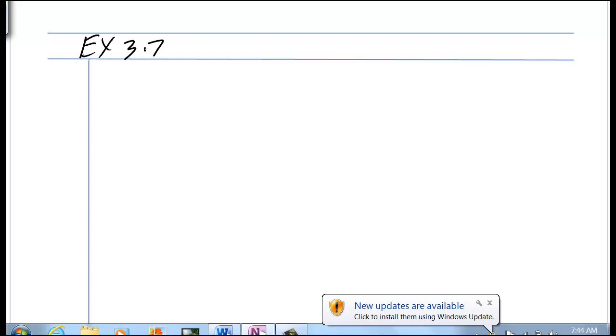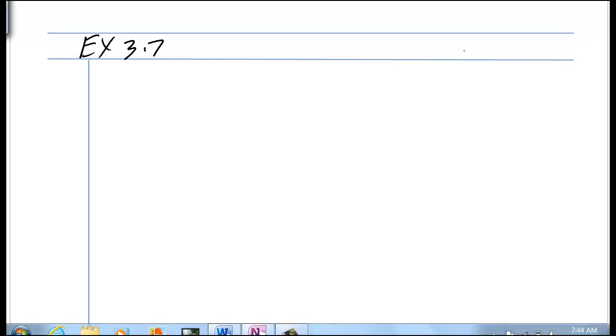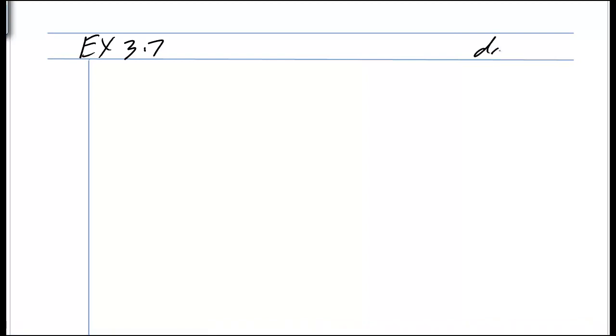Looking now at the last exercise for the chapter, which is exercise 3.7. Don't forget to put the date on your page up here. Okay. Now, let's do a couple of little examples before we have a look at this.